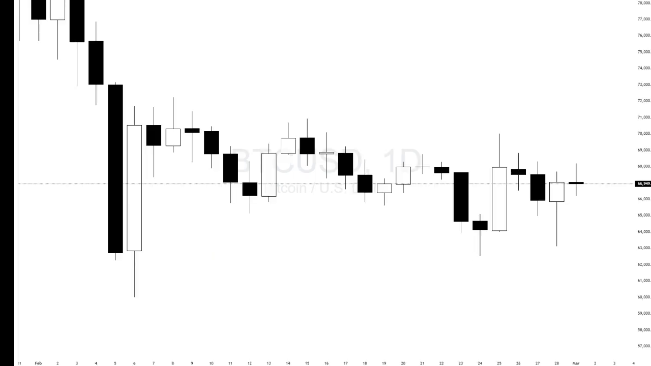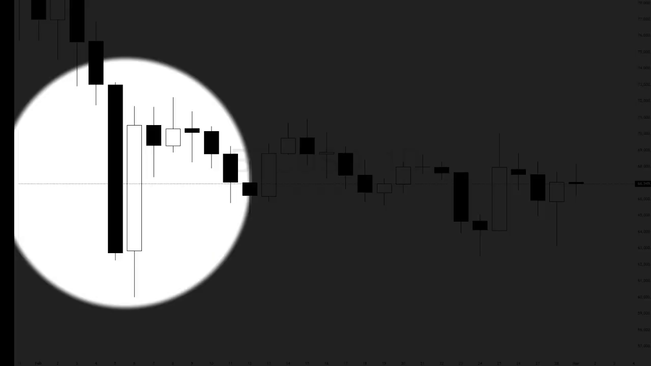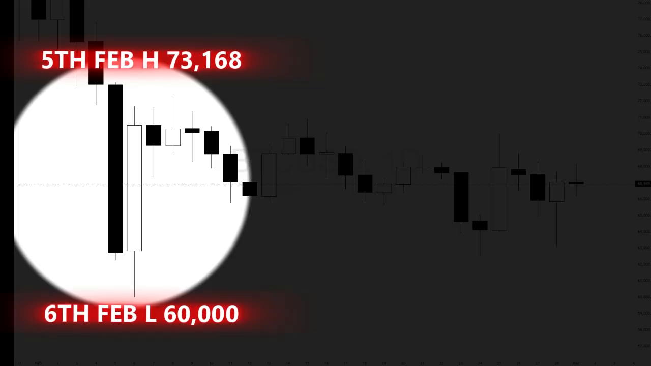In yesterday's candlestick review, we identified the 2 bars that overshadowed everything else in February. The 5th February high at $73,168 and the 6th February low at $60,000. 2 adjacent bars that defined the entire month. Those same 2 bars are now giving us our trend lines.